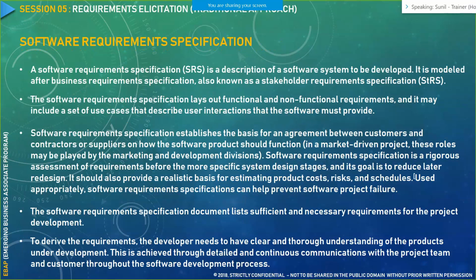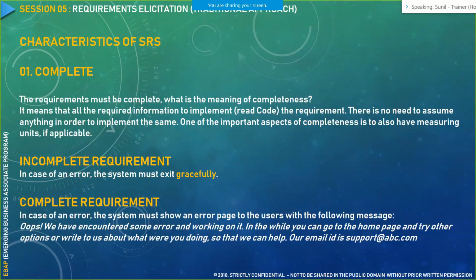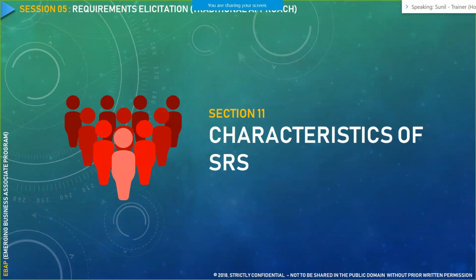Next we see the software requirement specification. Whenever you are doing elicitation of the requirements, the obvious outcome is your software requirement specification. The software requirement specification is a subset of your BRD, business requirement documentation. It is also called the functional specification document in regular business terms. There are certain characteristics of a software requirement specification. What are those characteristics that you need to take into consideration before writing one?